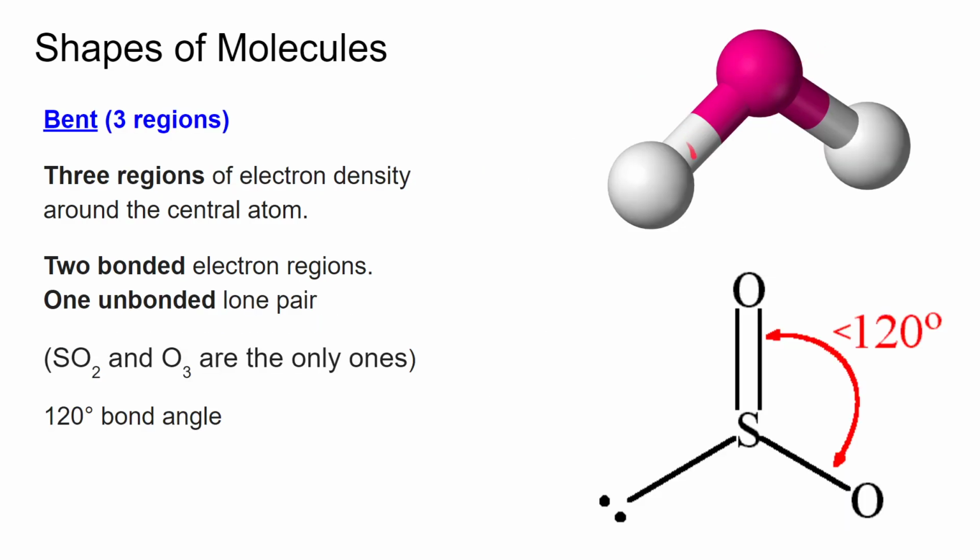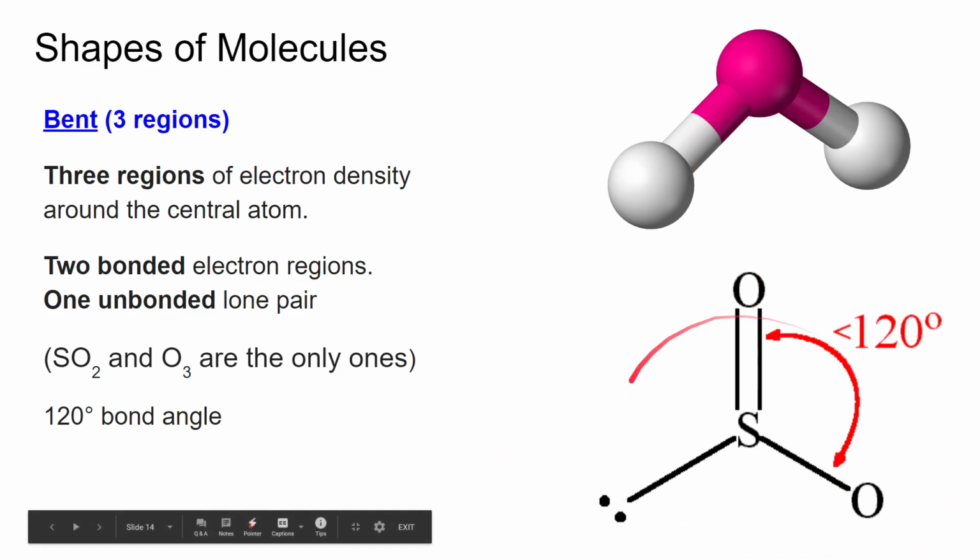So this is our bent, 3 regions. It's the same as bent, but this is a molecule like this. This is an uncommon one, so I don't think we'll see this very much. But if this is a molecule, you can see the lone pair of electrons will cause the bending shape, and it's 120 degrees.